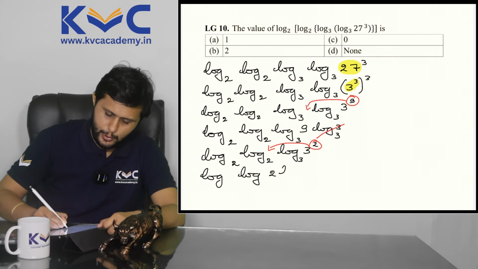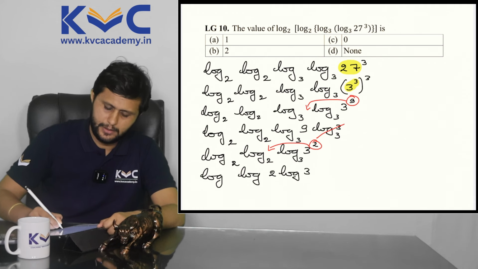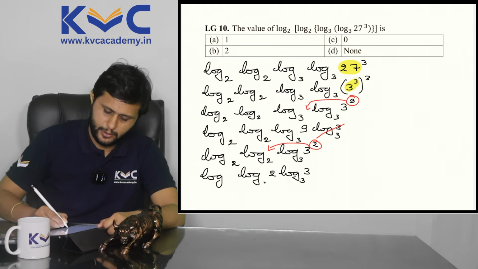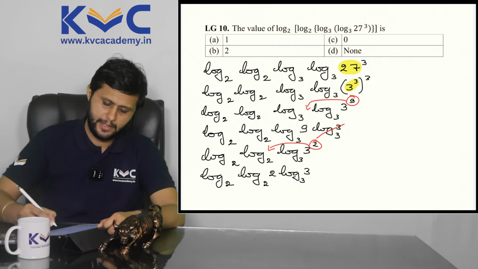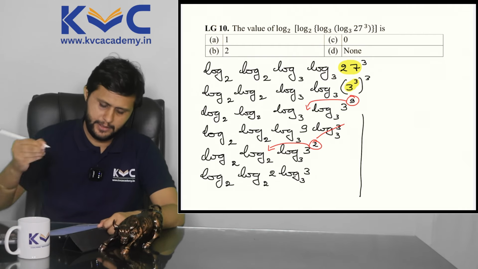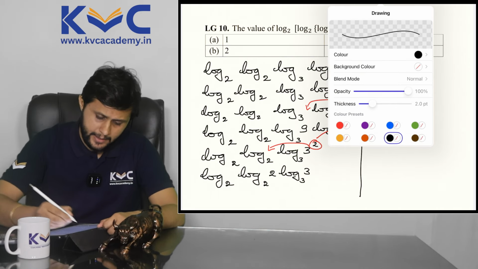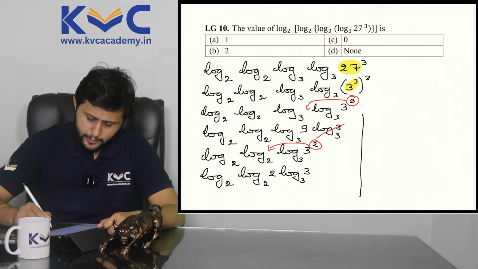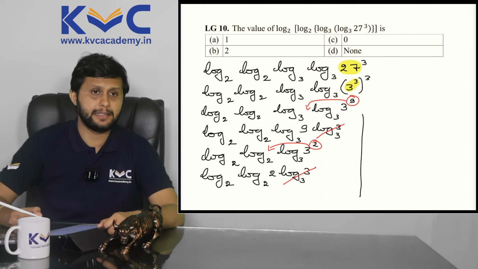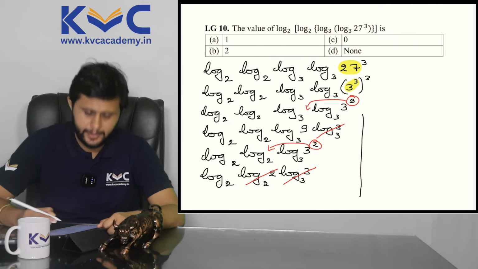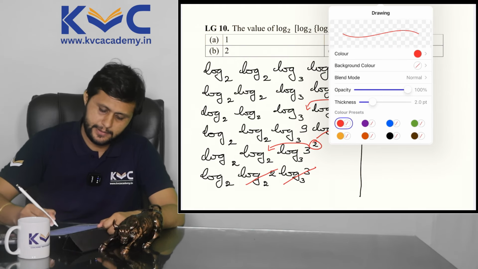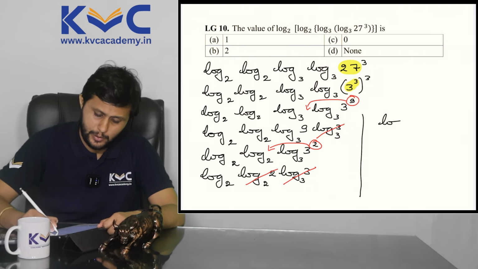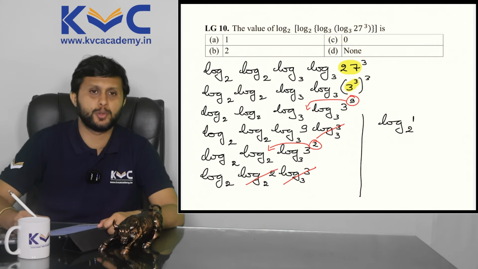Log of 2 log 3 to the base 3 to the base 2 to the base 2. I'll continue here on the right side. Okay, that space should be enough for me. And we can cancel off this one. We have log 3 to the base 3 cancels. We have log 2 to the base 2 also cancels. So we have into 1. Now what remains? We have only log 1 to the base 2 remaining.